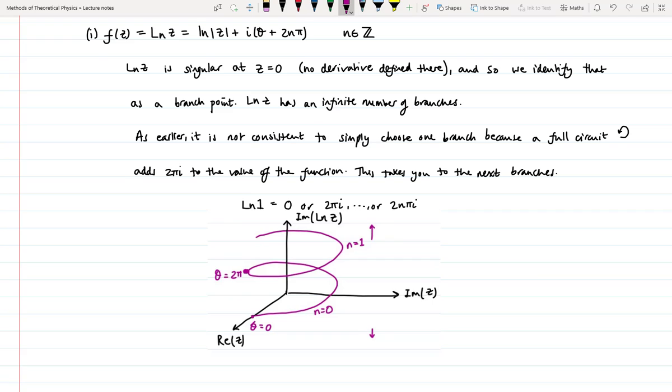This first spiral defines the n equals 0 branch, the next spiral defines the n equals 1 branch, and this extends to plus and minus infinity above and below. And you can think of this as looking something like a multi-story car park. I'll note that these separate branches are sometimes called Riemann surfaces.